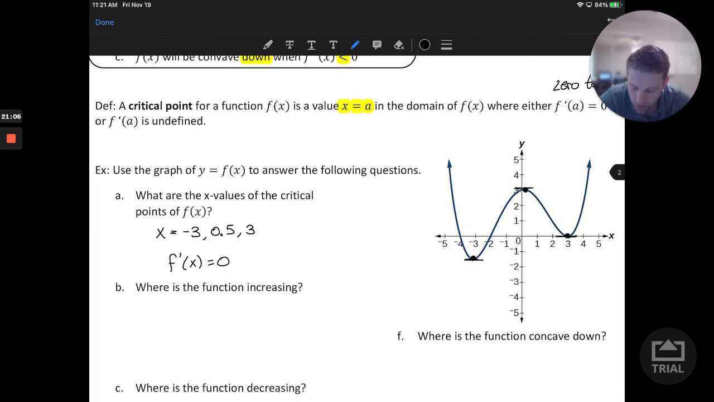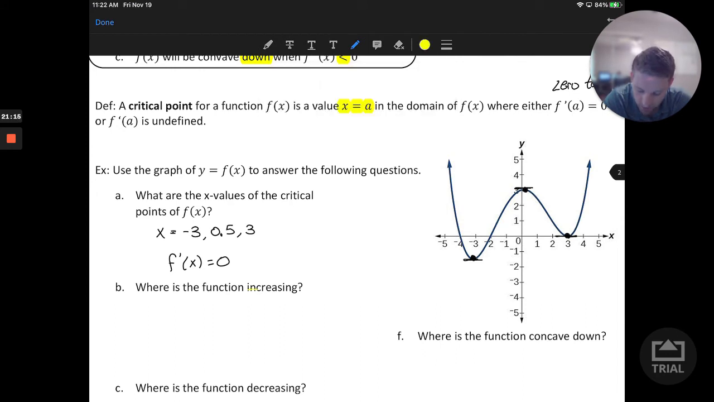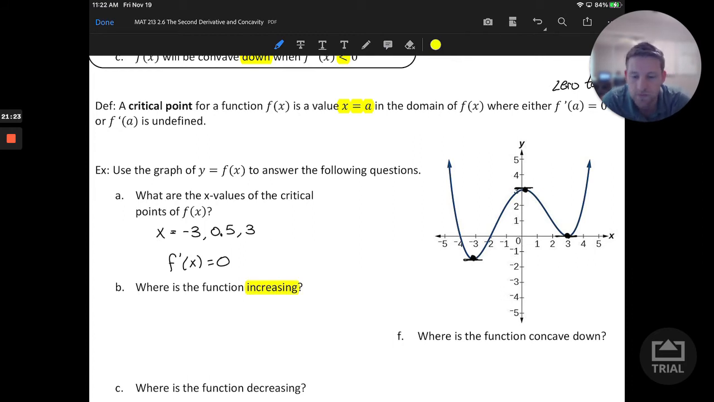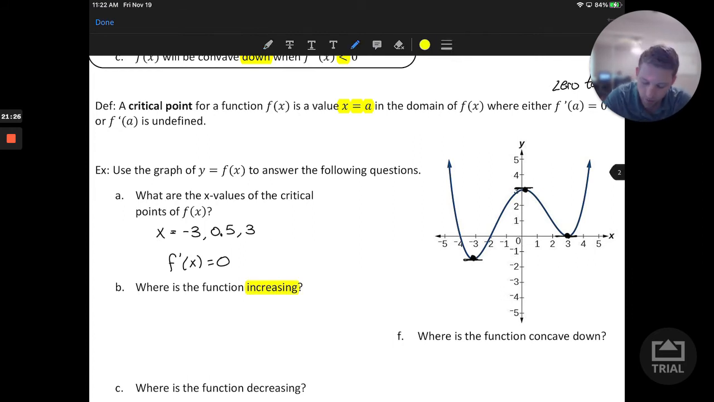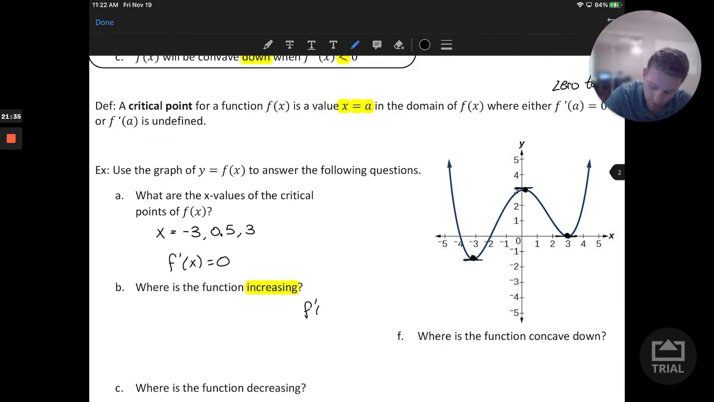Now let's consider where the function is increasing. If we want to relate that to our first derivative here, an increasing portion of our function would be an interval on which our first derivative is positive. So another way of saying f of x is increasing, we could say that f prime of x is greater than 0. So that's another way to describe this characteristic.